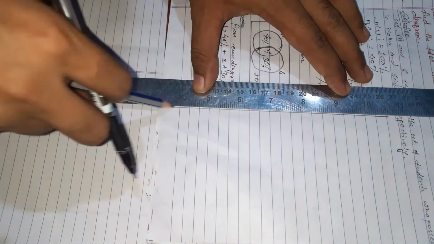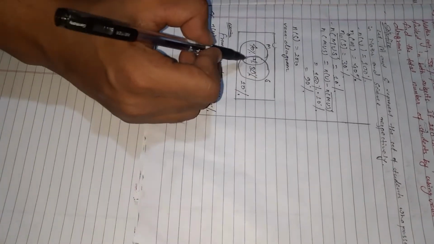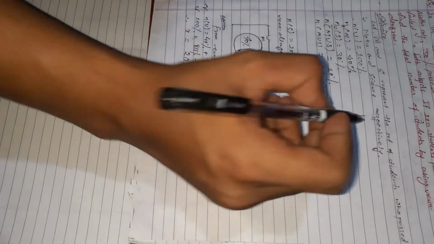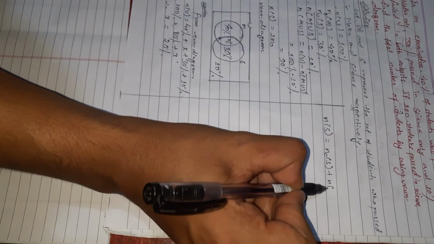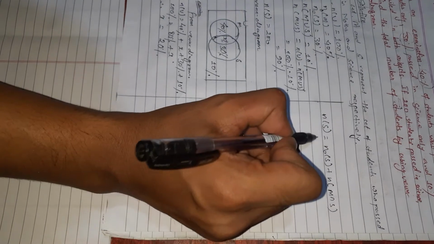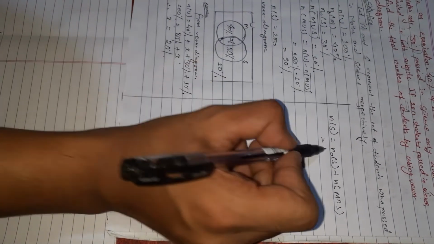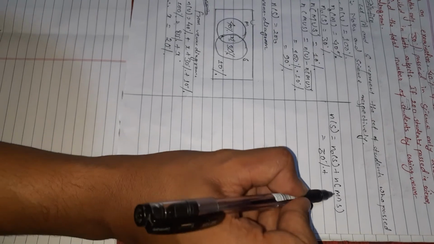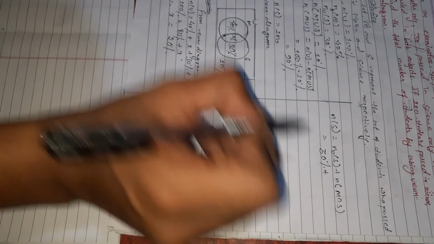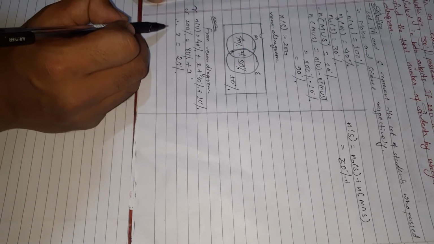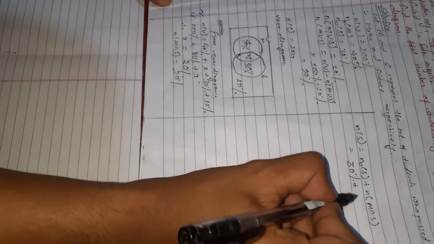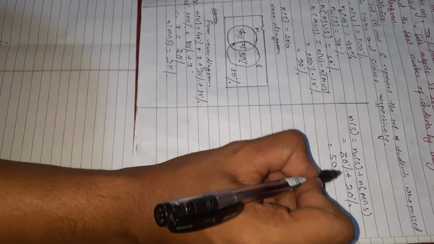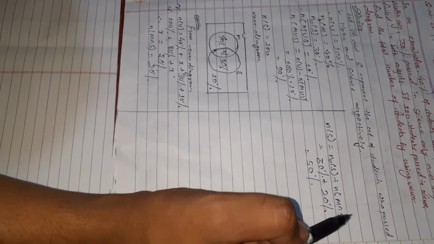Okay, now after getting X, let's find the value of S. Number of S is equal to number of only S plus number of M intersection S. What is the value of only S? 30%, which is given in the question. And number of M intersection S, we got here 20%. 30 plus 20 means 50% of students passed in science.